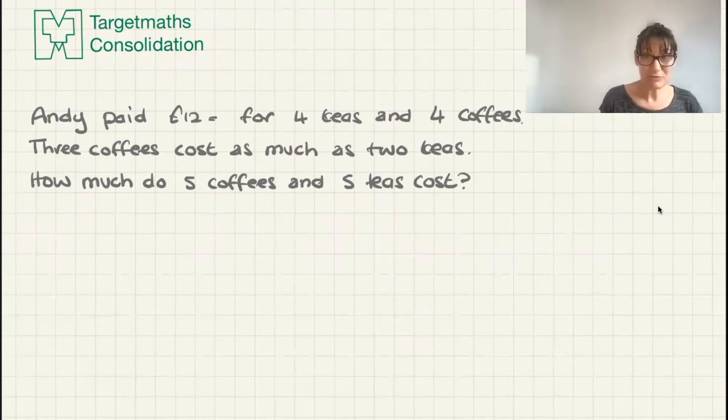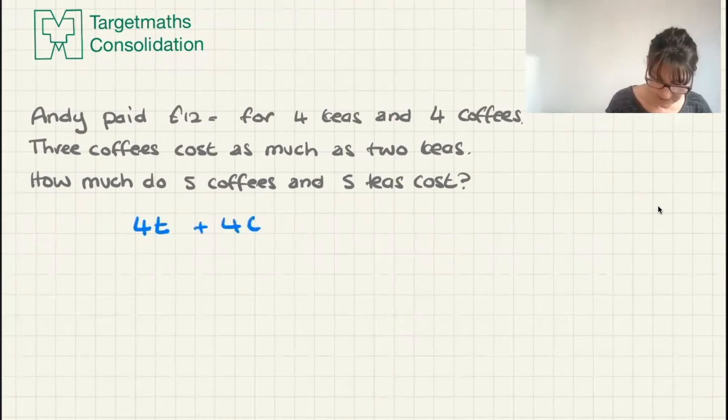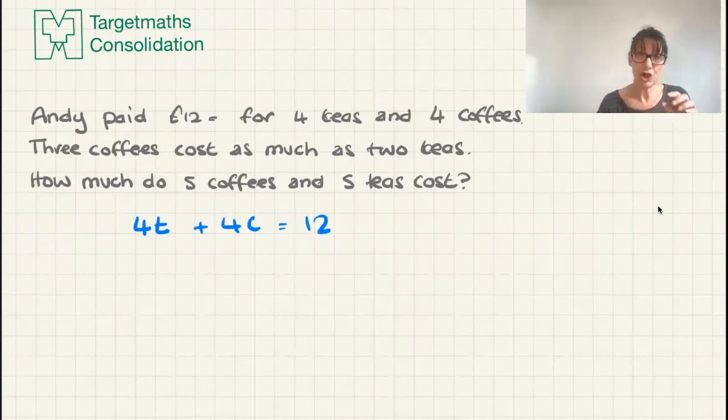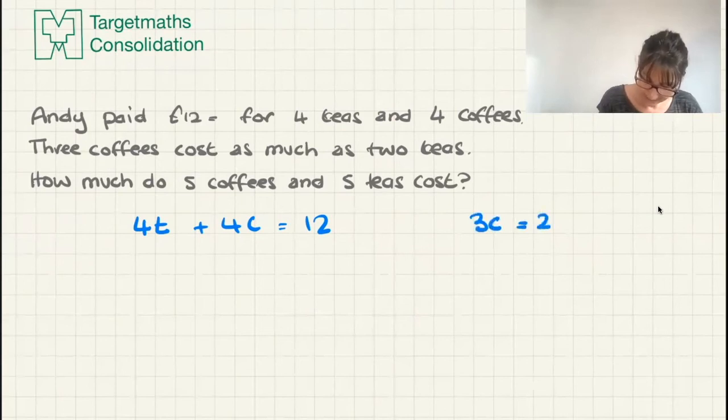Okay, so the first bit's really, really easy. It's 4 teas and 4 coffees that cost £12. So I'm literally going to write 4 teas plus 4 coffees equals £12, and it's job done. Really, really simple. The next line says that 3 coffees cost as much as 2 teas. That means they cost the same. They are equal to each other. So as a piece of algebra, that would look like this. 3 coffees equals 2 teas. Yep, done that right.